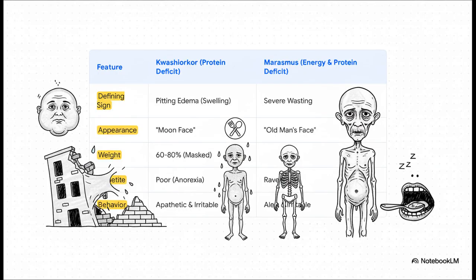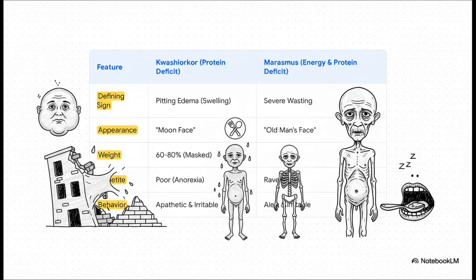On the left, we have kwashiorkor. This is a protein deficit. Think of it this way. You've got the building materials, the energy, but you have no cement. What happens? The whole structure's faulty. The defining sign is edema, or swelling. The child might have a puffy moon face.